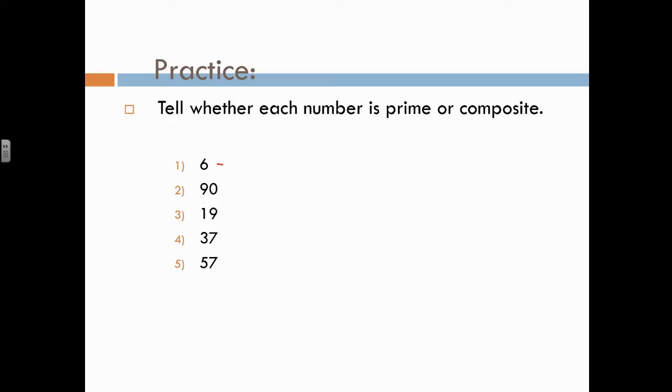All right, so let's talk about 6. 6 can be broken down a whole bunch of ways. 1 and 6, 6 and 1, 2 and 3. Okay, so it has definitely 3 or more factors. It is composite. The number 90 is also a composite number. It definitely has more than 2 factors, 3 or more.